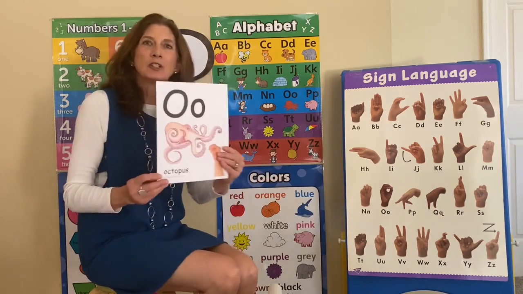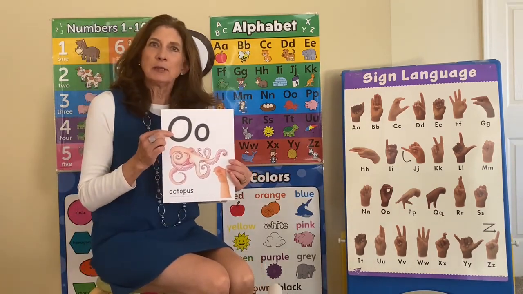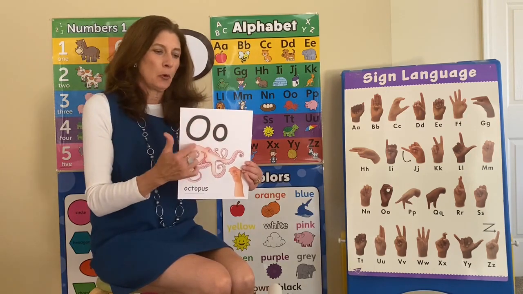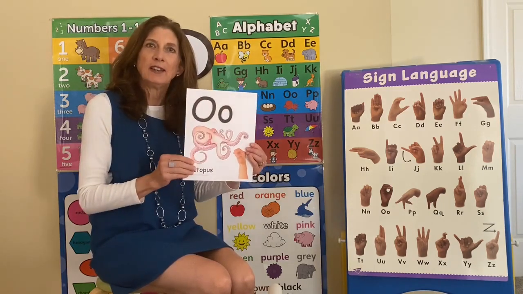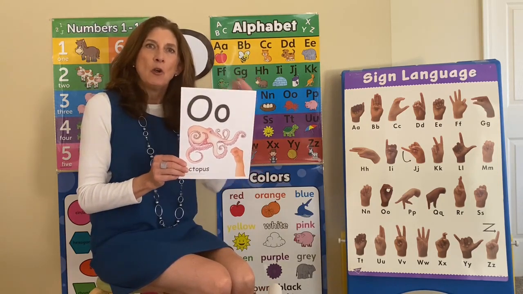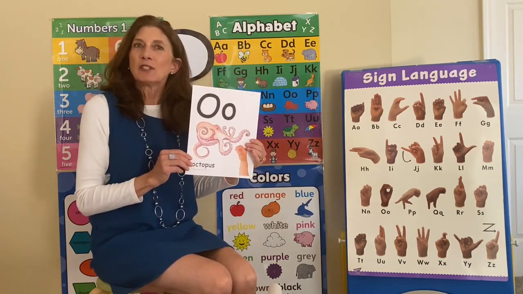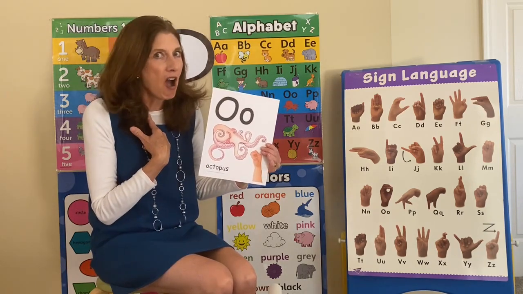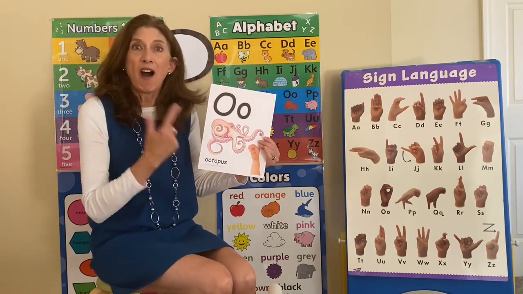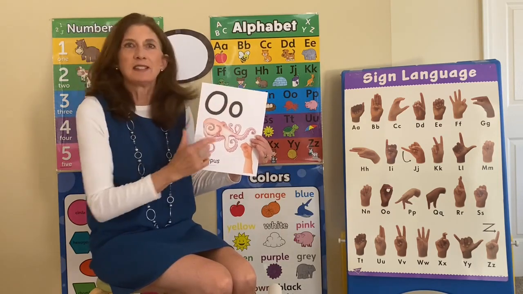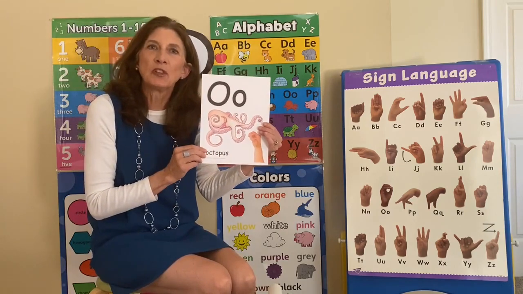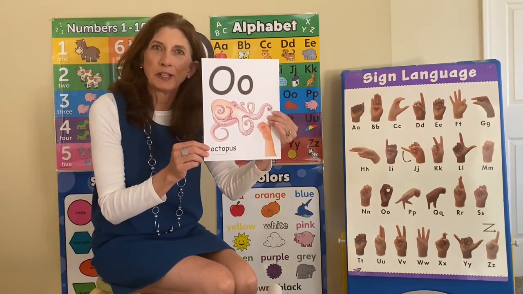And O looks like a circle. The capital is bigger and the lowercase is smaller. They're both just a circle. And O says ah. Remember how I said before? It sounds like what the doctor might say when they look in your throat. They say ah. And you say ah, and they can see down your throat. That's the sound O makes. And here we have an animal that starts with an O, an octopus.